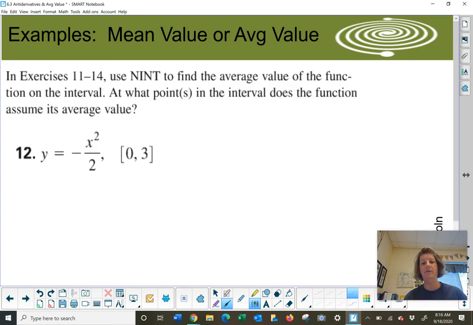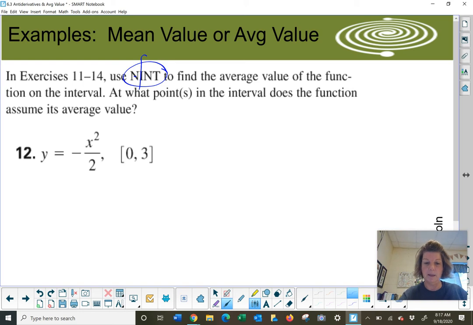Use the nInt function to find the average value of the function on the interval. At what point in the interval does the function assume its average value? Okay, is this the last thing we have? Nearly the last. Okay. We're going to use the nInt function. That stands for numerical integration. In other words, we're going to use the integral function on your calculator.